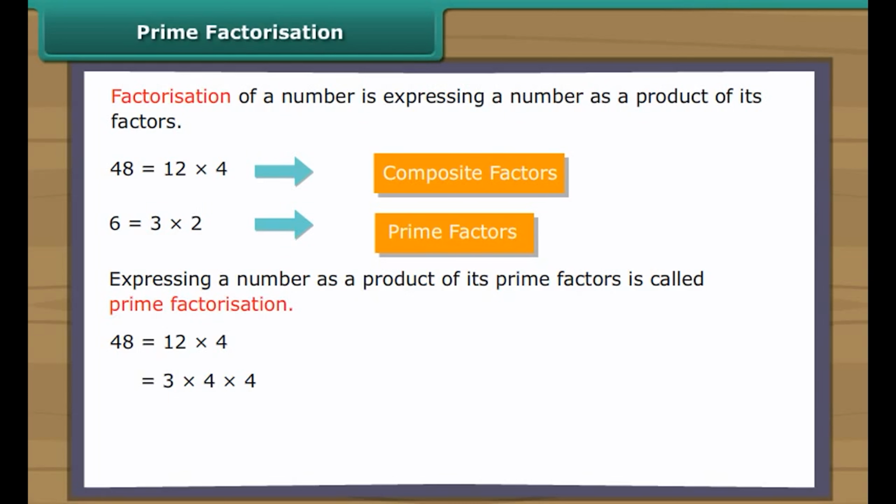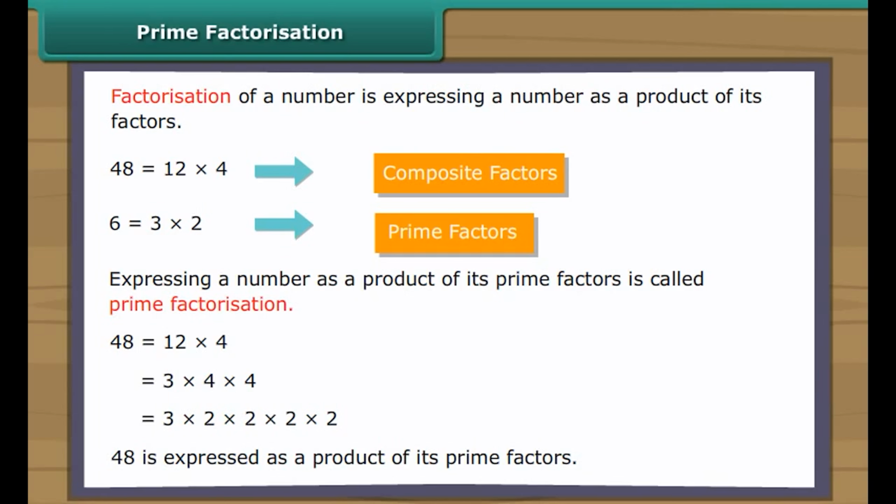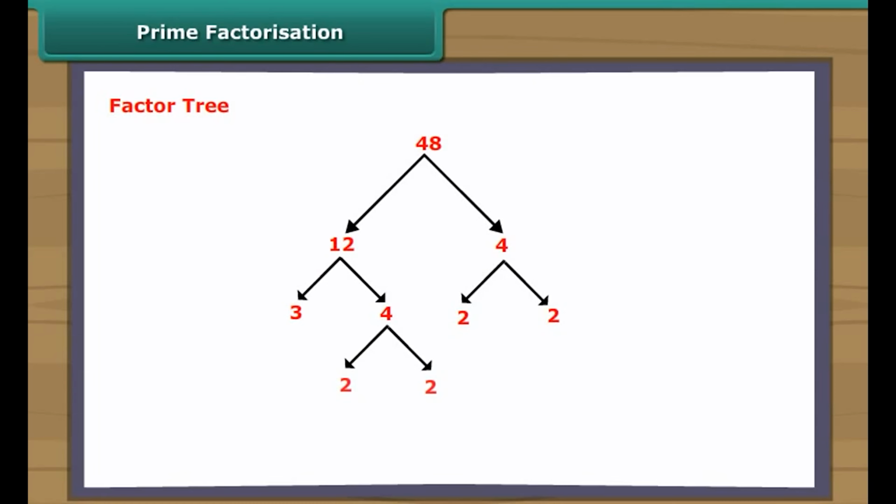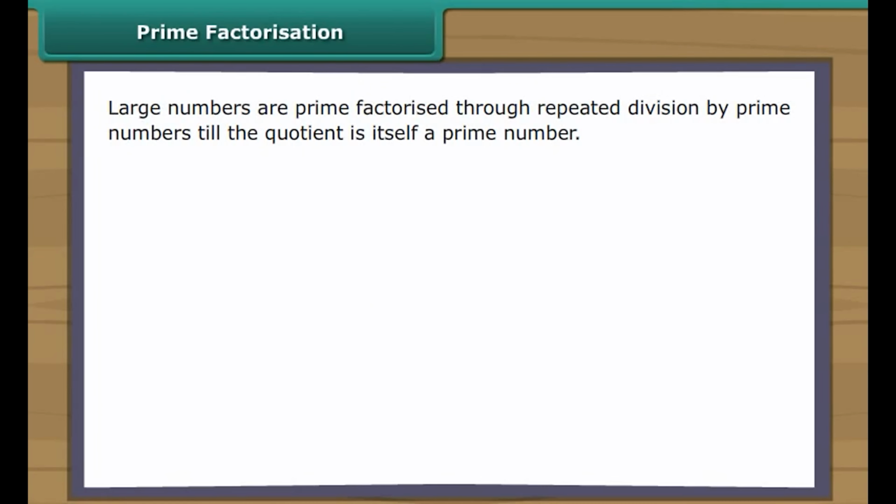So 48 can be further factorized as 3 into 2 into 2 into 2 into 2. 48 is now expressed as a product of its prime factors. Prime factorization can also be expressed graphically with the help of a factor tree. Large numbers are prime factorized through repeated division by prime numbers till the quotient is itself a prime number.